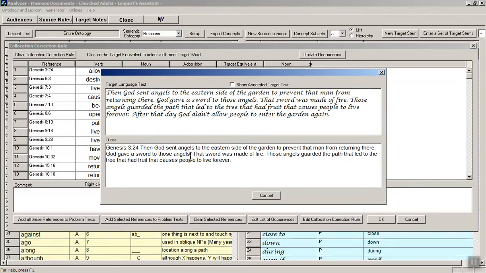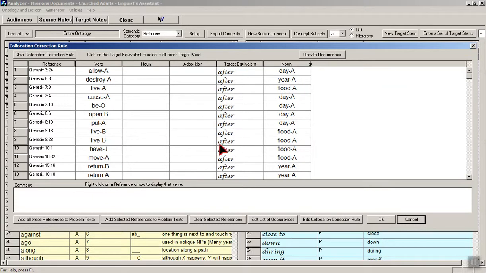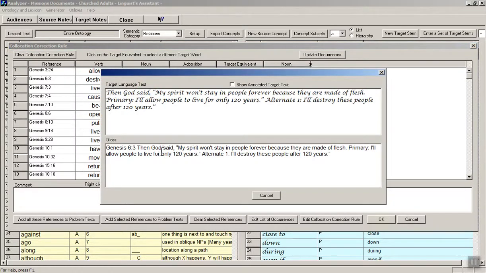Okay, so here in the second column it says, it's not there. Bad example. Okay, so the second one, in the last sentence in the second box it says, I'll destroy these people after 120 years. So there you're using after with a noun, which is years, modified by 120.